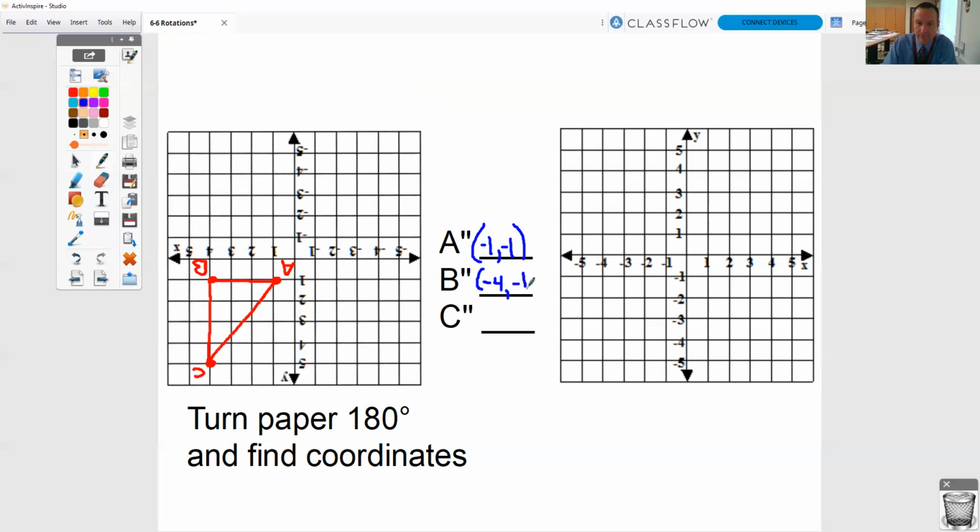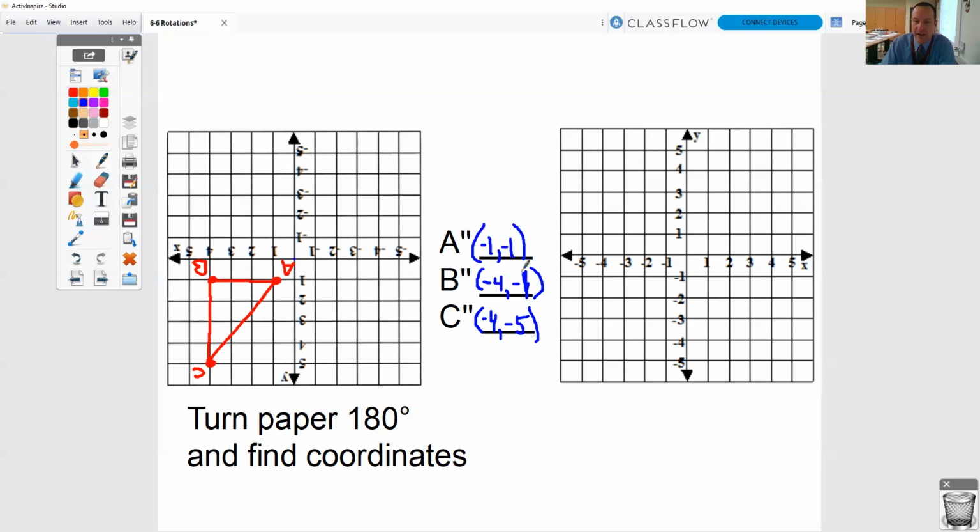C prime. Starting in the middle, we're going over to 4, down to 5. Anytime we go over to the left is negative, so that's really -4. And anytime we go down, down is negative, so that's really -5. So this is really -4, -5. Now we're ready to graph.